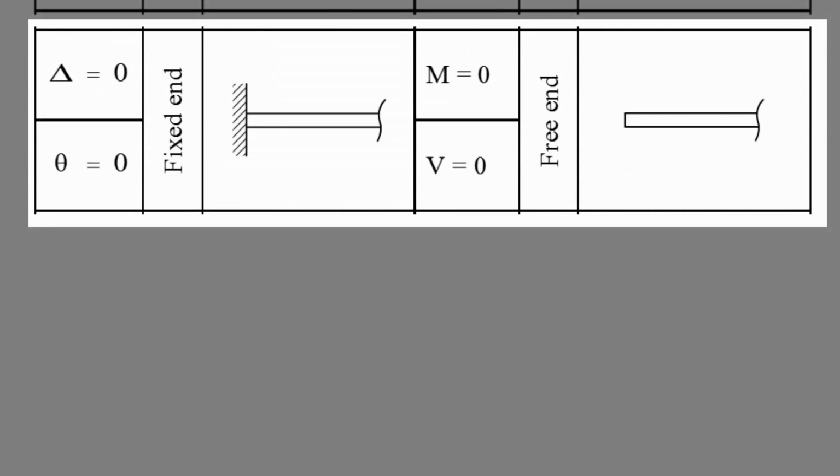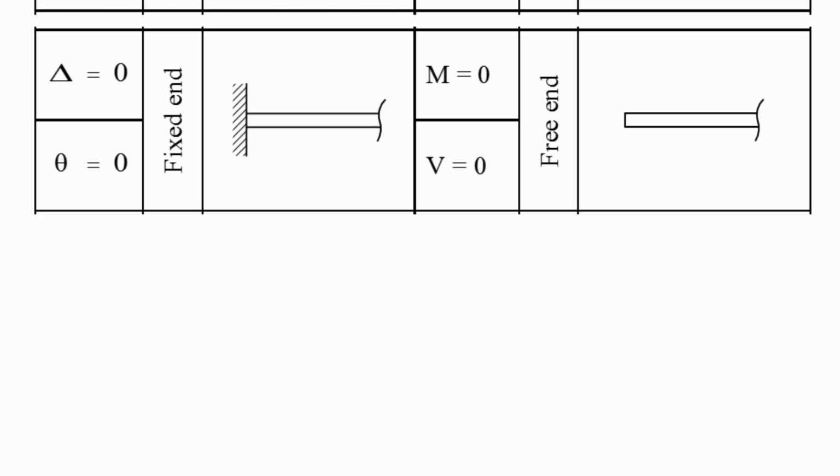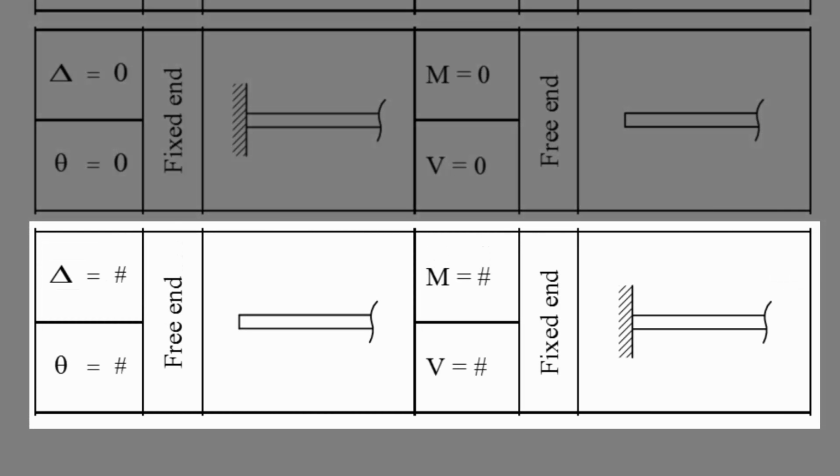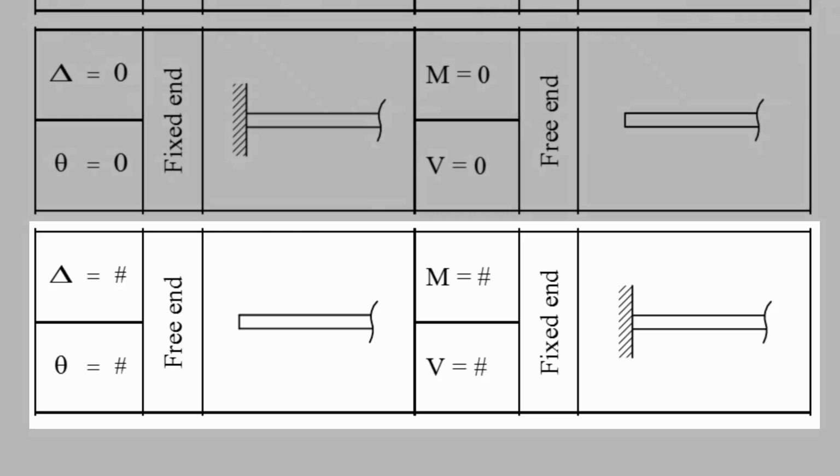The fixed end on the conjugate on the left will have a 0 deflection and 0 rotation, so on the real beam it should be a free end, and that was basically the example we did. And of course, if you switch them, it's going to be the same thing. A fixed end becomes a free end, and a free end becomes a fixed end.